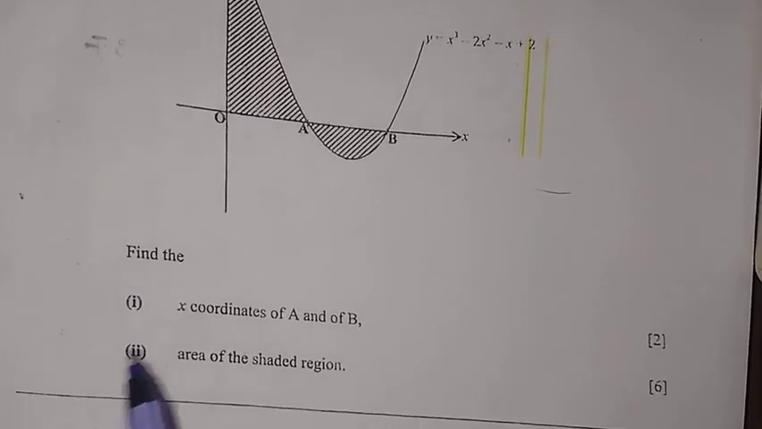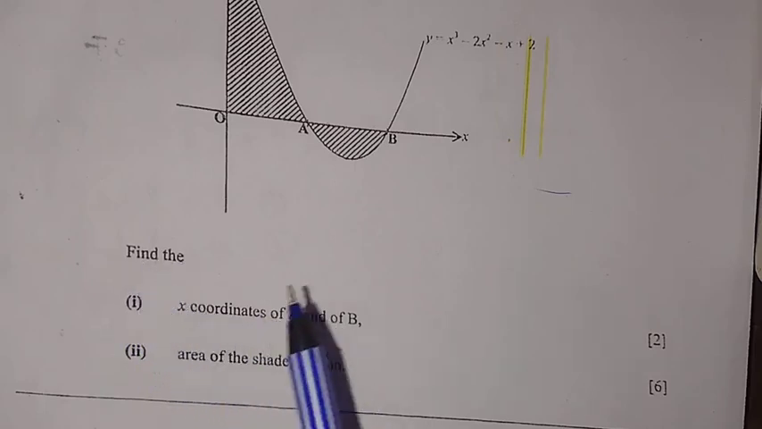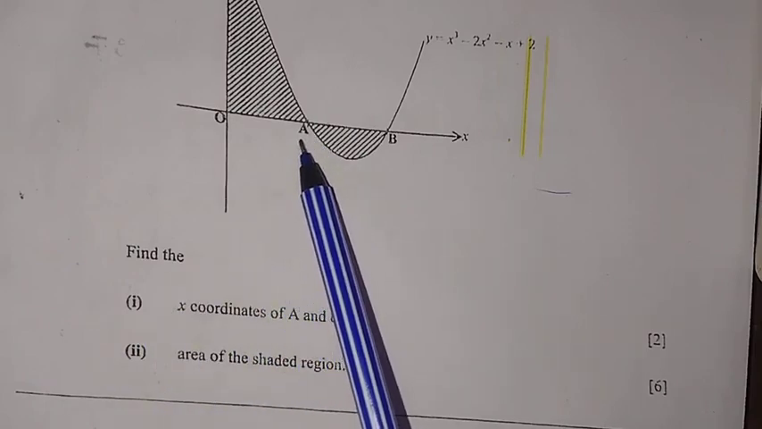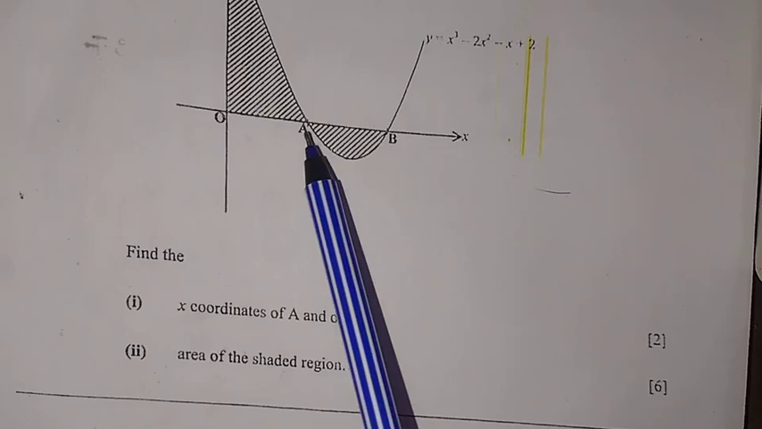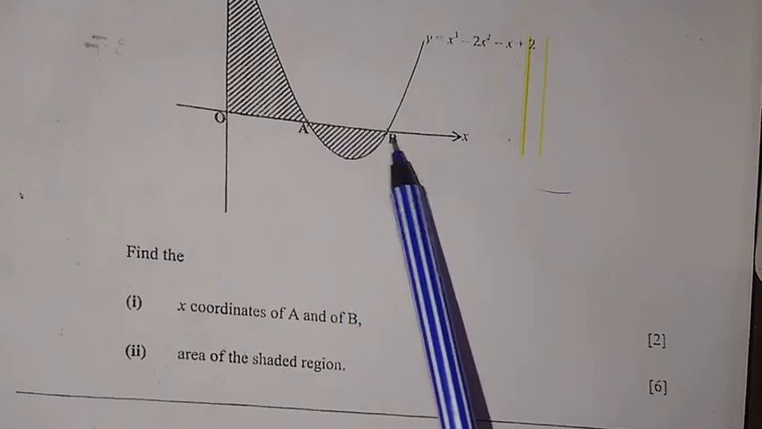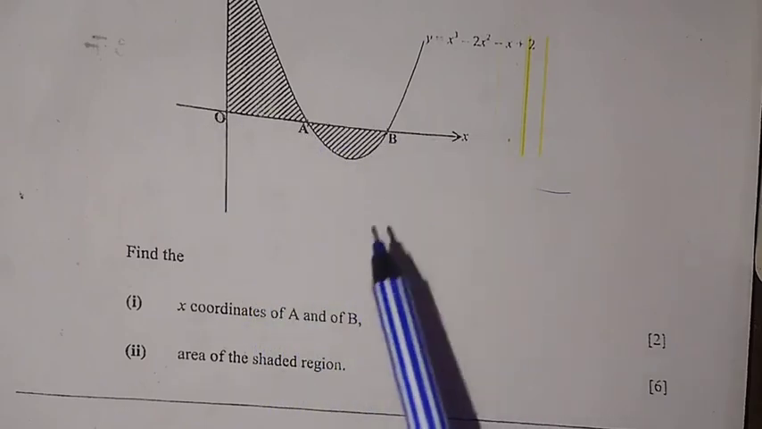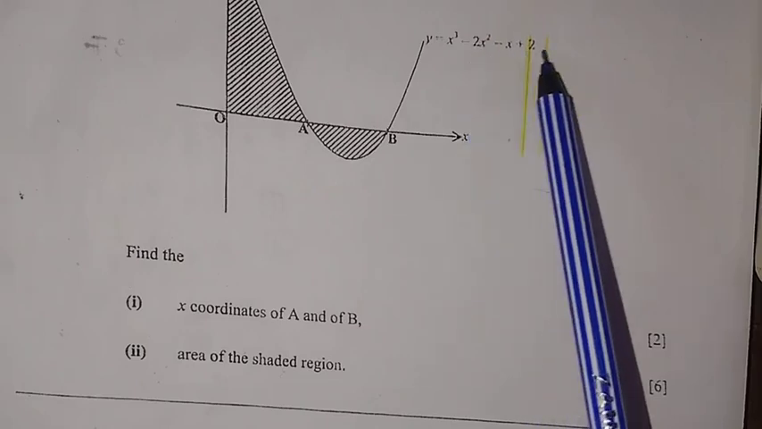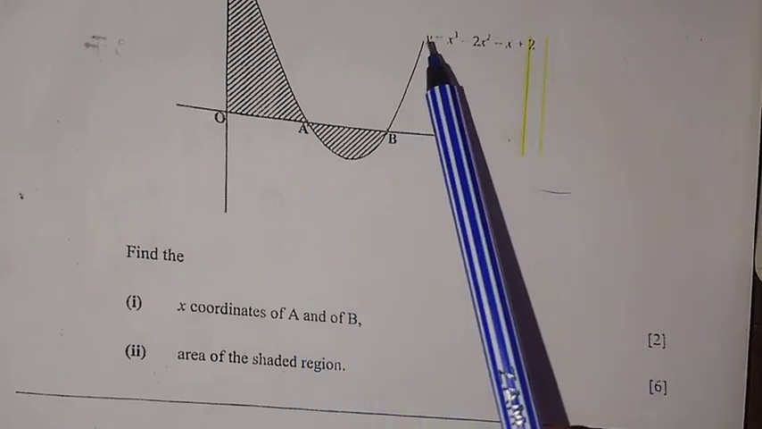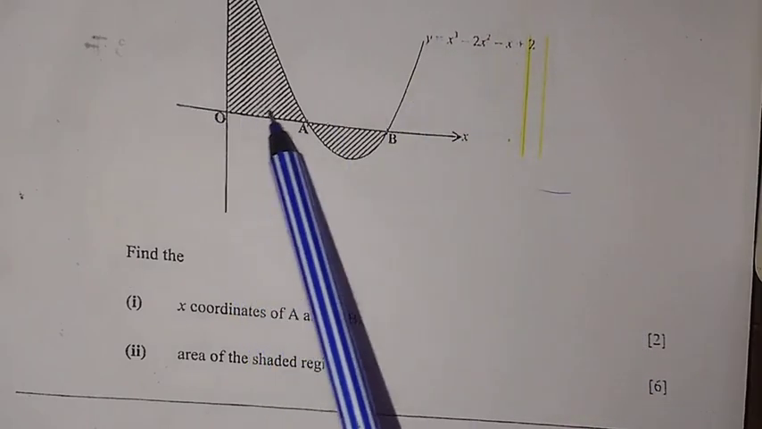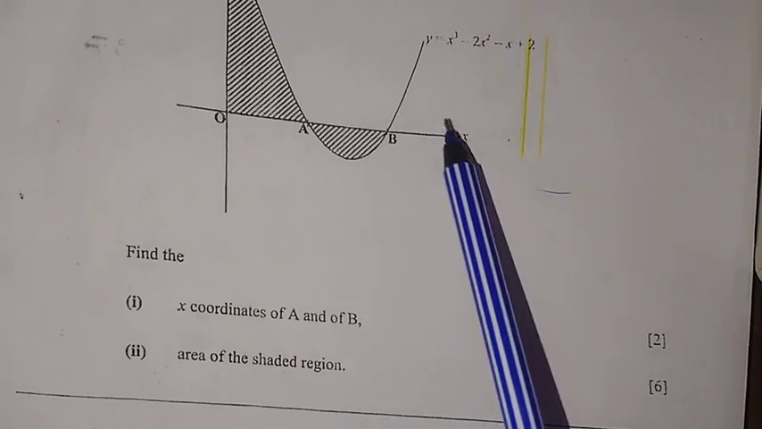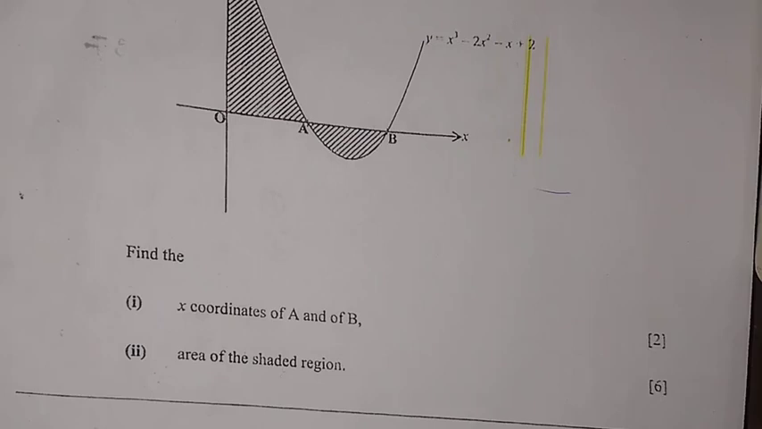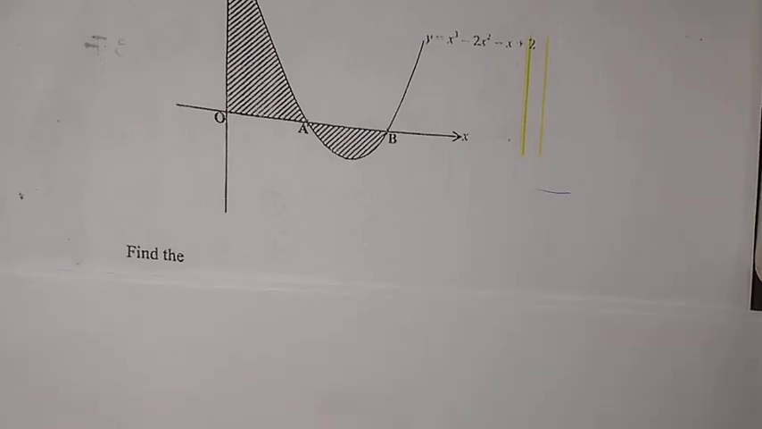The first question is saying, find the x-coordinates of A and B. These points A and B are lying along the x-axis. So to find the x-coordinates of A and B, we are going to use this function that we have. This function is along the line y is equal to 0, so where there is y, we are going to substitute a 0.